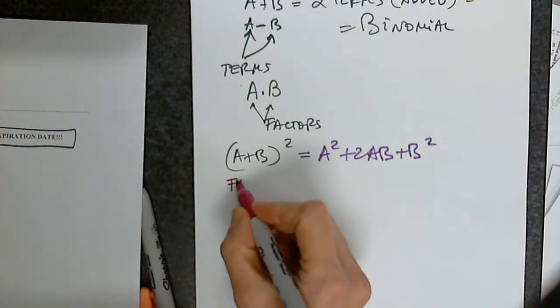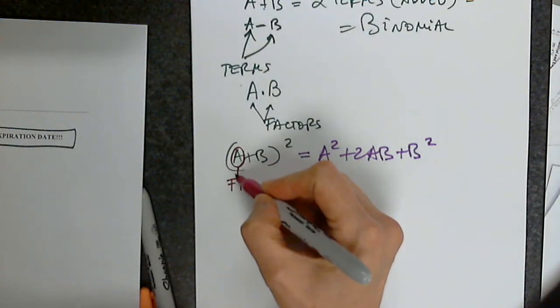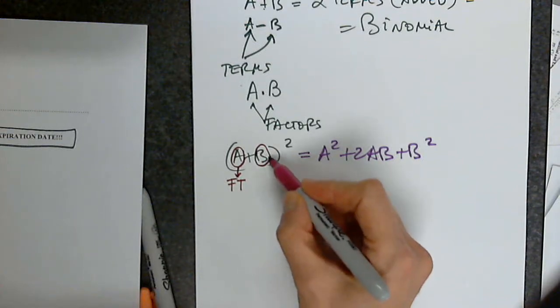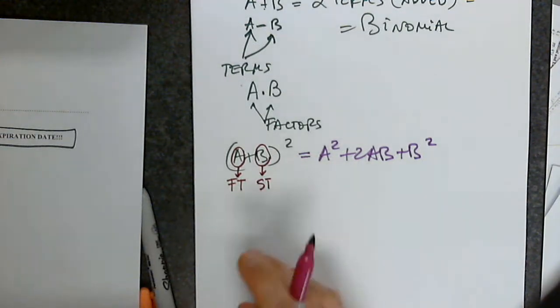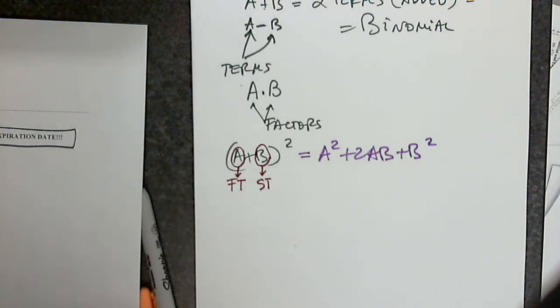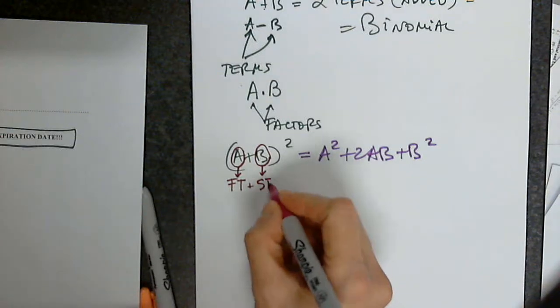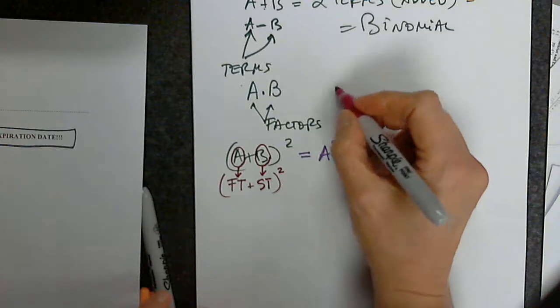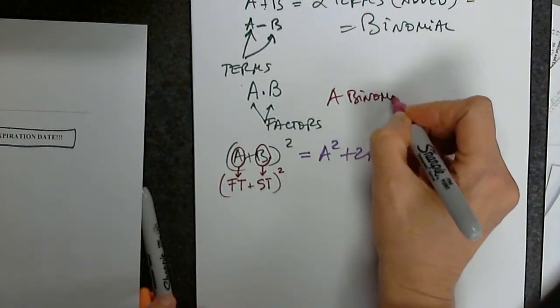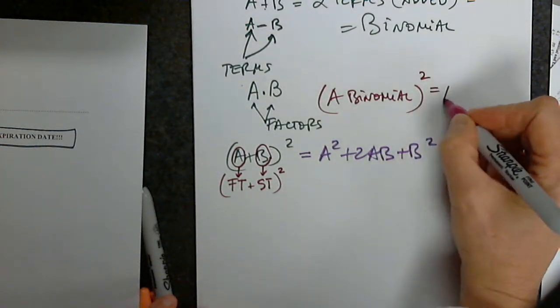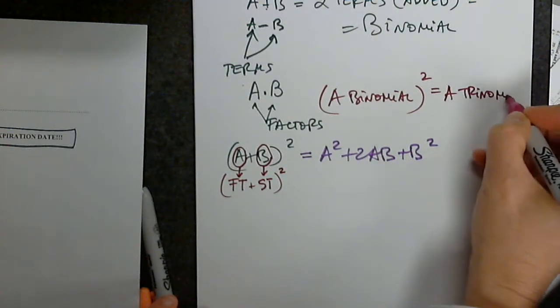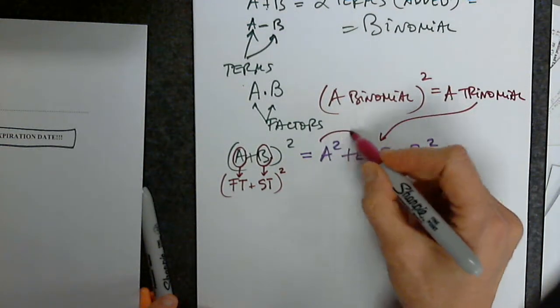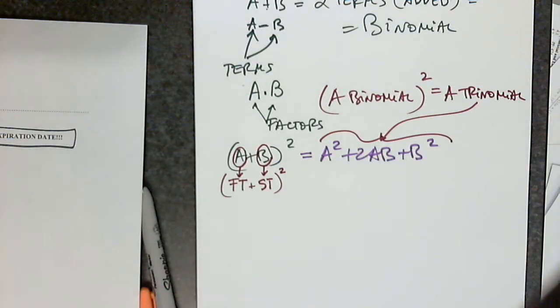So first term. This is what we call the first term. This is what we call the second term. Because you may not get a and b. You may get anything else but a and b. So now I'm adding two terms, and I want to square the quantity. And yes, a binomial squared is a trinomial. This is a trinomial, three terms. Every time I square a binomial, I will always get a trinomial.